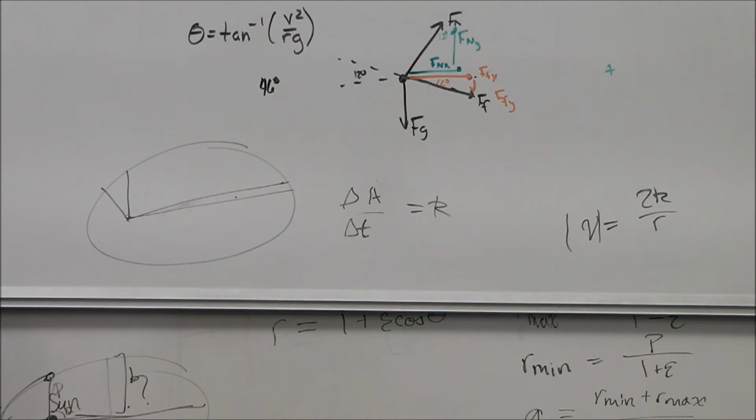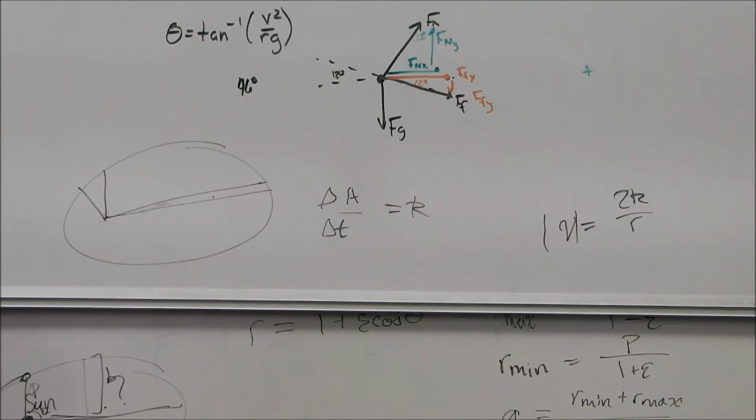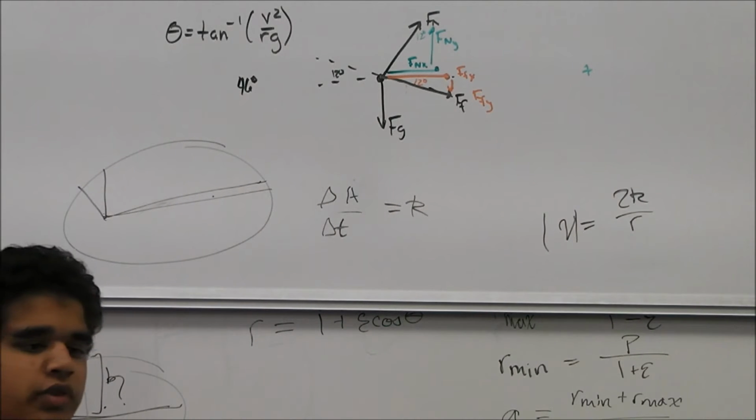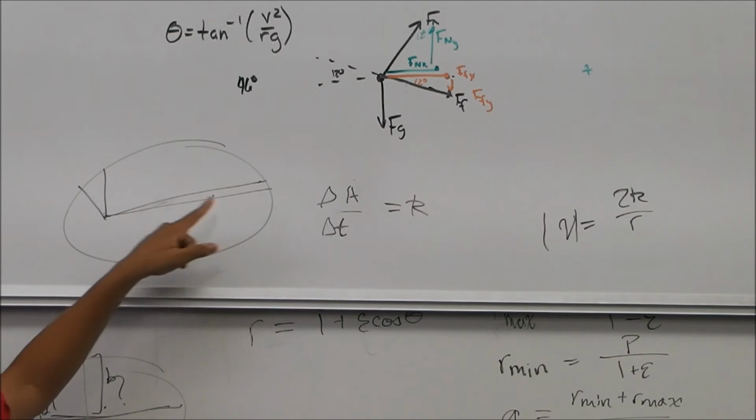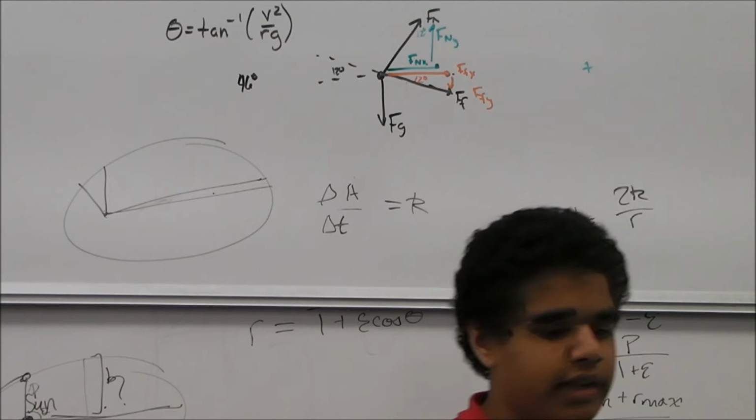So what we have then is a formula for being able to find the velocity at various points, just given their distance. So that's the usefulness of Kepler's second law. Basically what it says is that you're going to be going slow here and fast here. And it provides a mathematical way of finding the exact relationship.